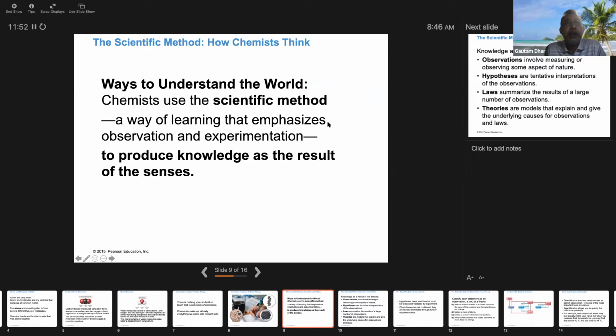In order to understand this world, we devise methods. From this chapter, these are the crux of this chapter. What is the scientific method? That's the question we'll get. The scientific method is a way of learning that emphasizes observation and experimentation to do what? To produce knowledge as a result of the senses. So you are collecting data, you are analyzing it, and trying to make sense out of it.